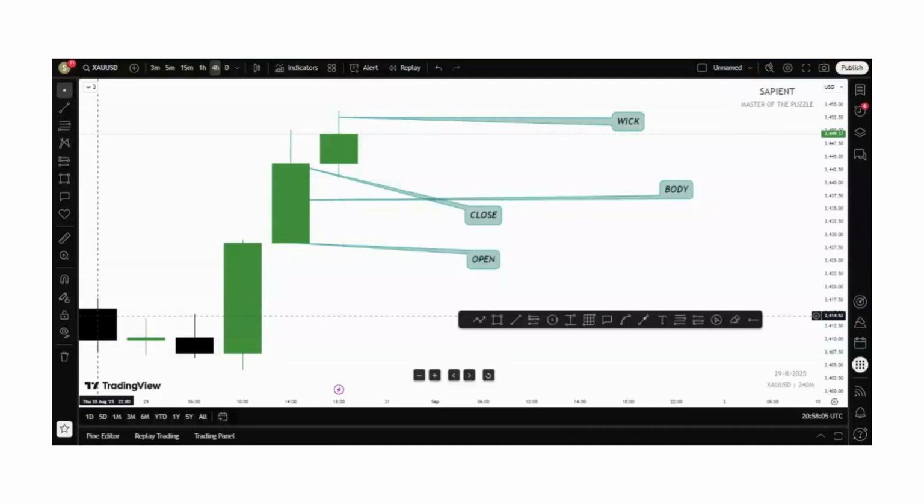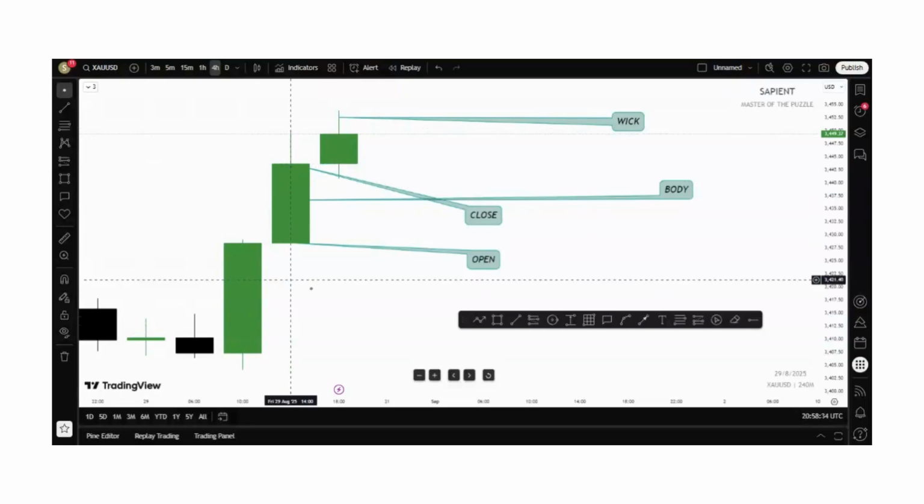So wherever the body opens is called the open, and wherever the body closes is called the close. Do not mark the wick as an open or a close. It is the body that you mark as an open or close. I hope I have not complicated anything for you. I hope you understand candlestick anatomy.